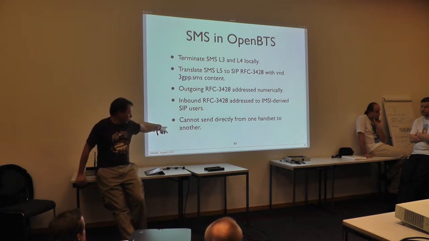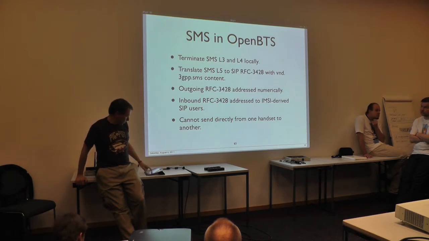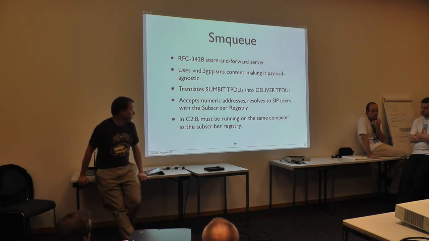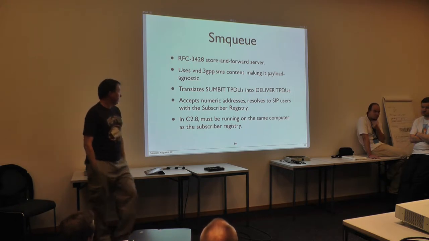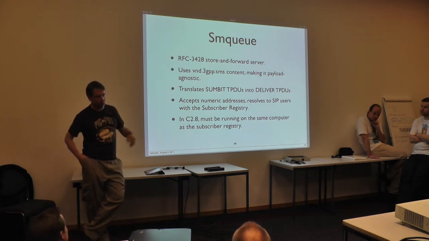Note, you cannot send directly from one handset to another. You have to change the format of the RPDU, you have to change the addressing type, you need to store and forward. So we have something called SMQ, a store and forward server. The design of SMQ was originally based on an email server because the person who wrote SMQ didn't know anything about SIP. So they thought it was going to be an email server. The person was actually John Gilman, so very colorful comments in the SMQ source code. But because we use the RPDU encoding, we're sort of alphabet agnostic, because the alphabet type is actually encoded as part of that RPDU.